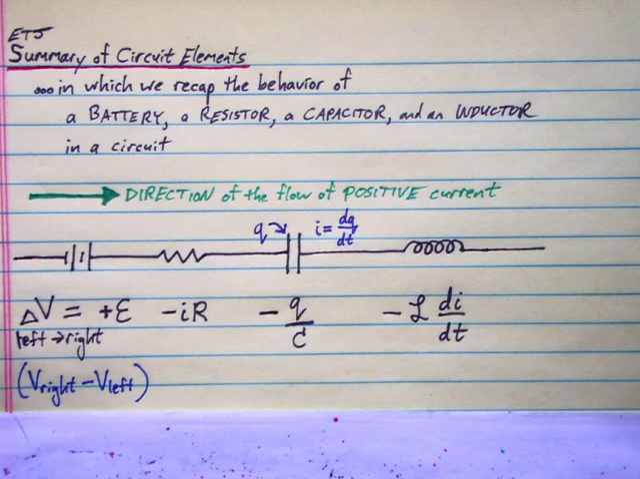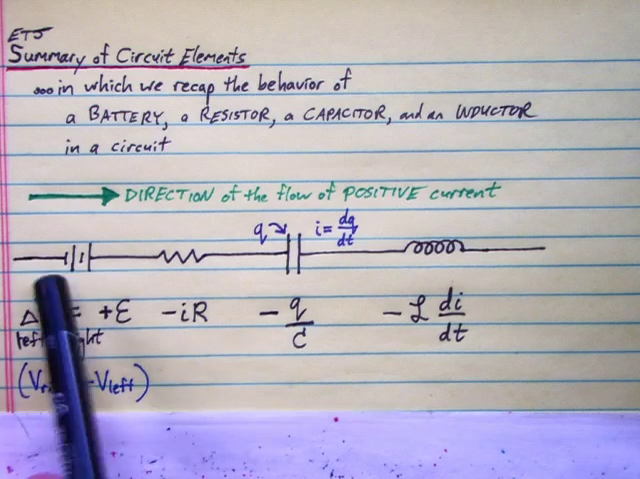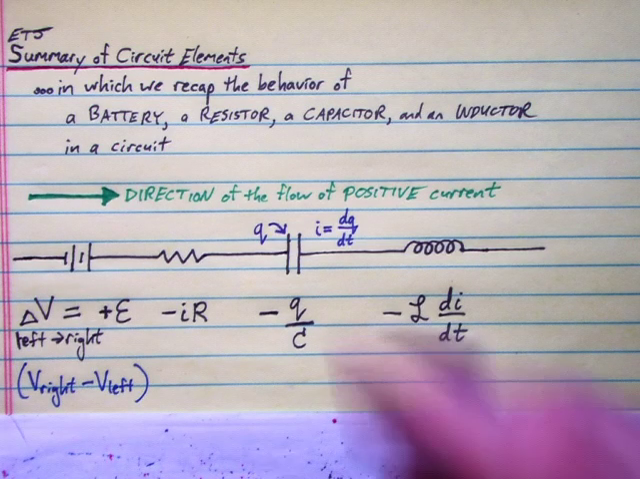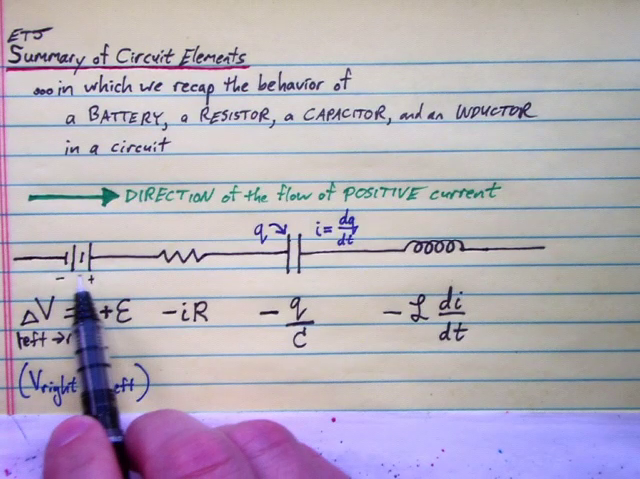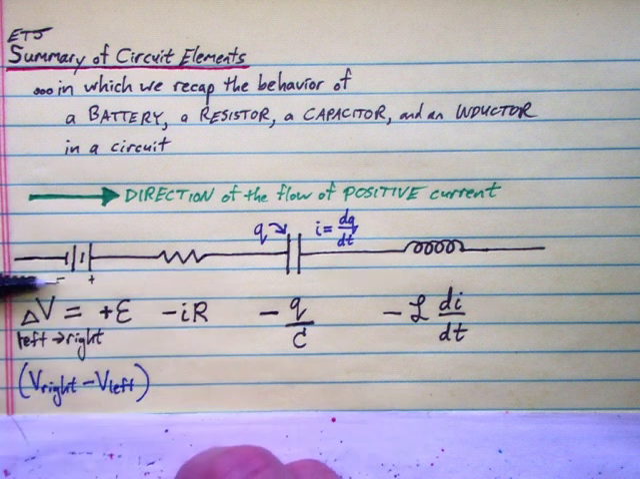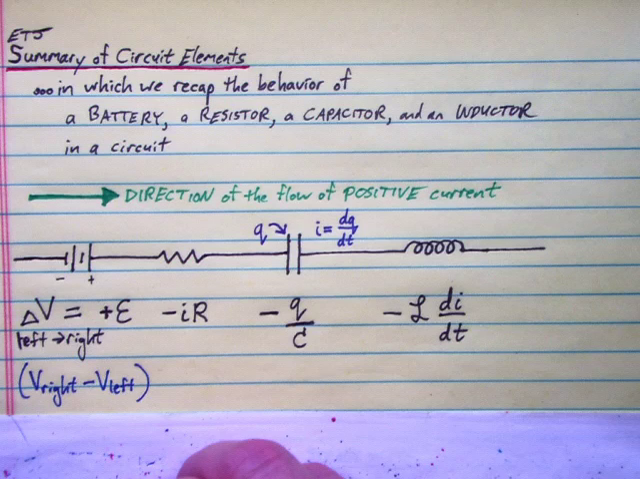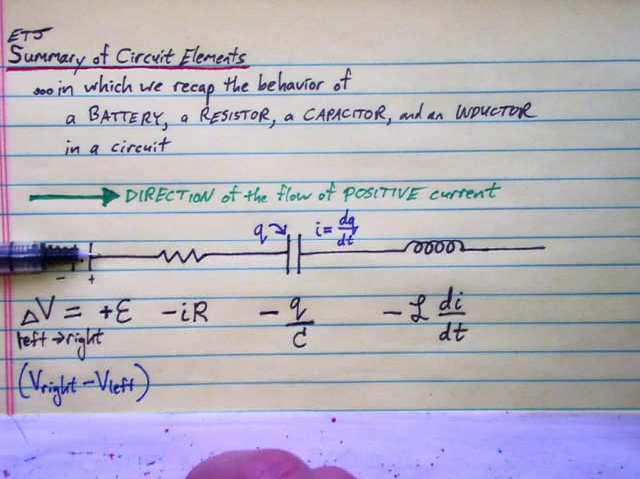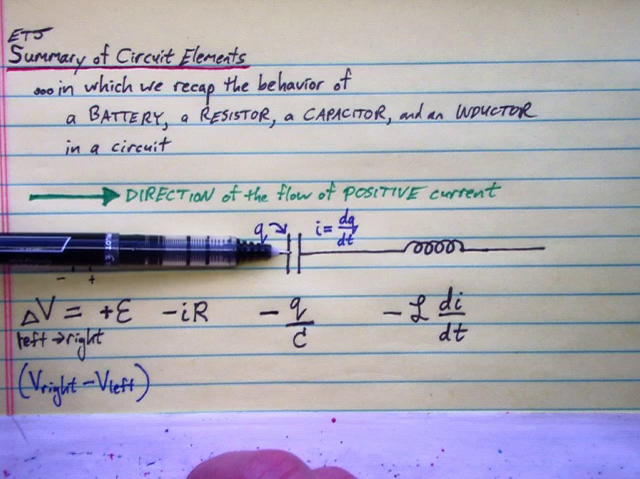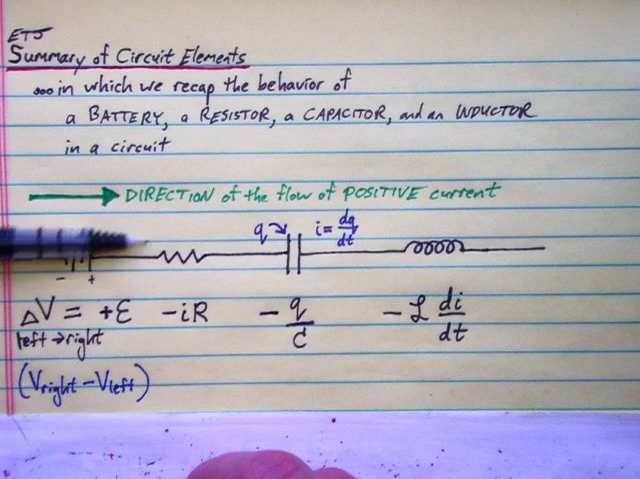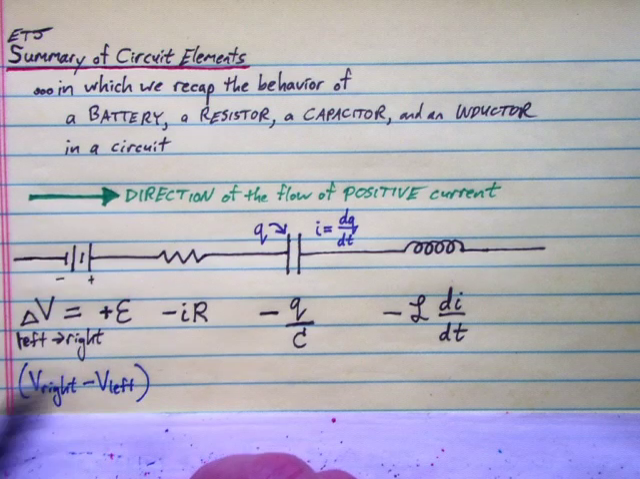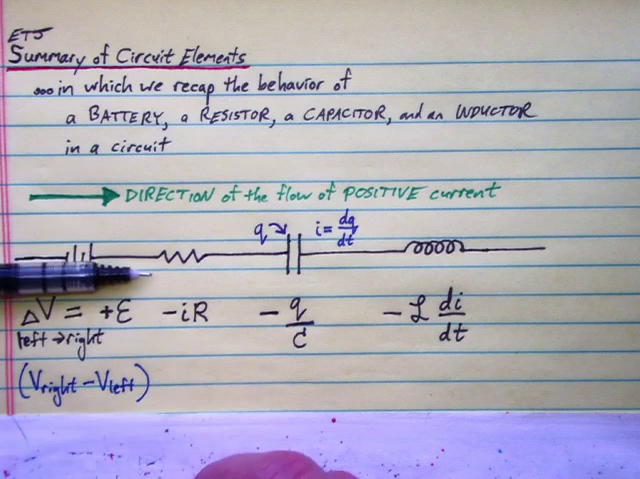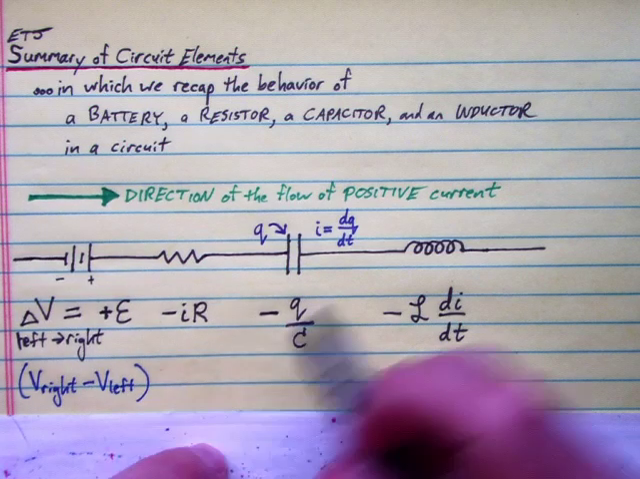Okay, so if we have a battery oriented this way and we're going this direction through it, we're going from the negative terminal to the positive terminal. That's the high potential side, that's the low potential side, so we're going up in potential, plus the EMF. If we're going with positive current through a resistor, then we're going down in potential. It's a potential drop if we're going with positive current, so minus IR as we go in that direction across our resistor. Then we hit a capacitor.